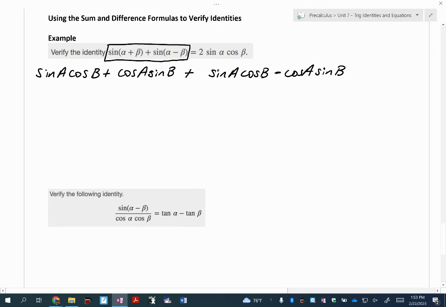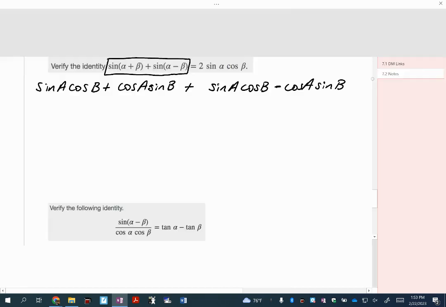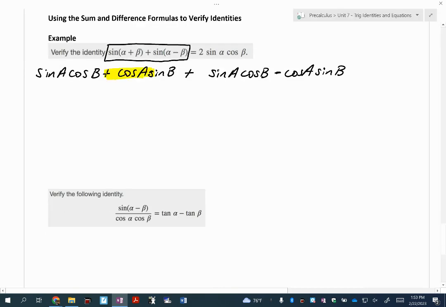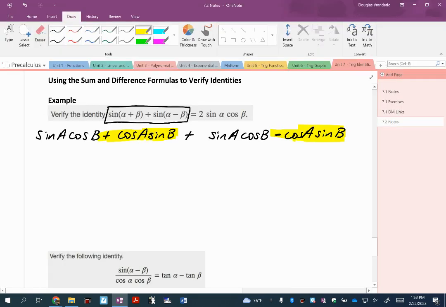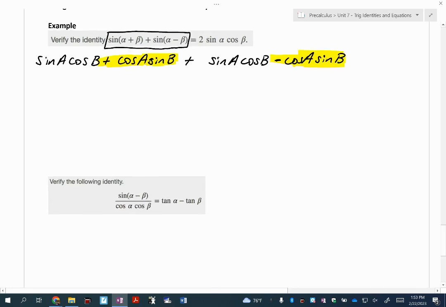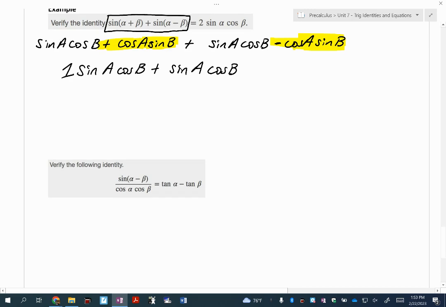Now, when you look at what we've got, you should notice that the second term and the fourth term are actually opposites of each other. And when you add opposites, you're going to make 0. So if you bring down the sine of a times the cosine of b plus the third term, sine of a cosine of b, you'll notice these are the same. And so if this is like 1 for each of them, 1 plus 1 would give you 2 times the sine of a times the cosine of b, which is what we were trying to get. All right, so that checks out.